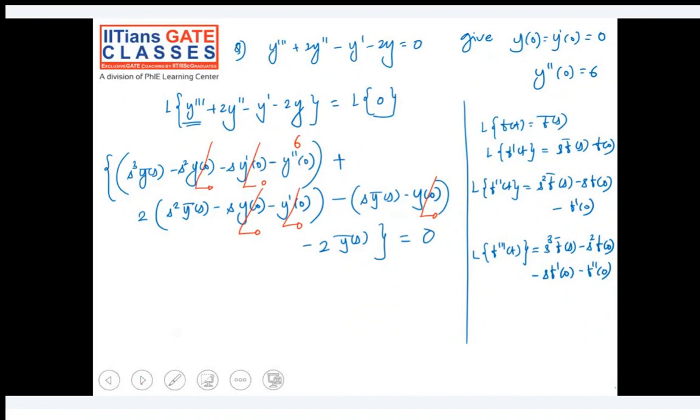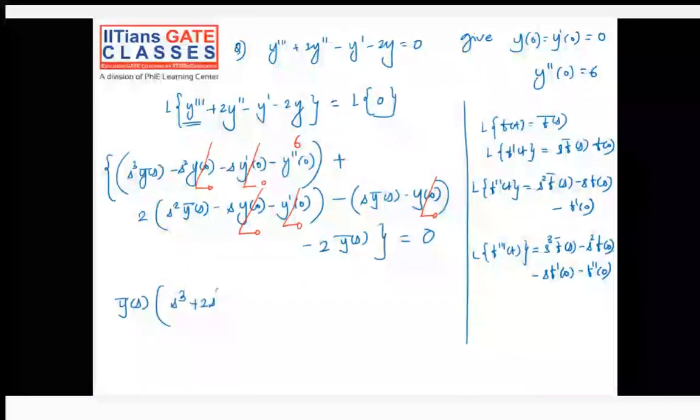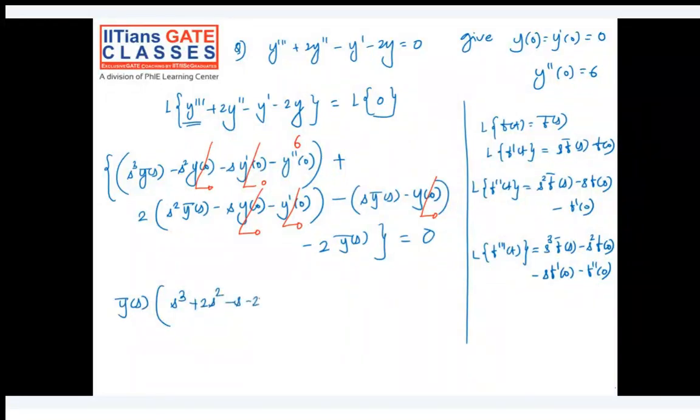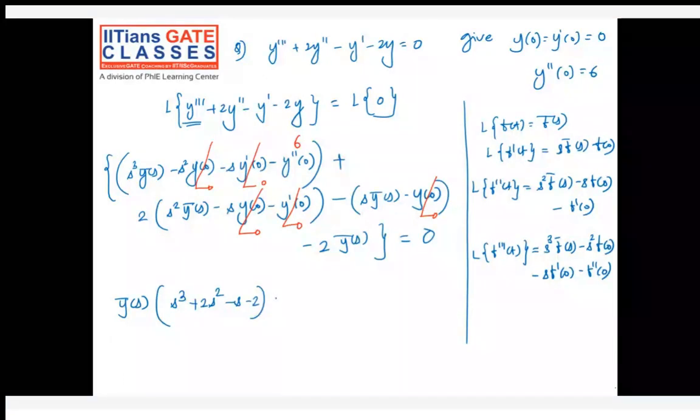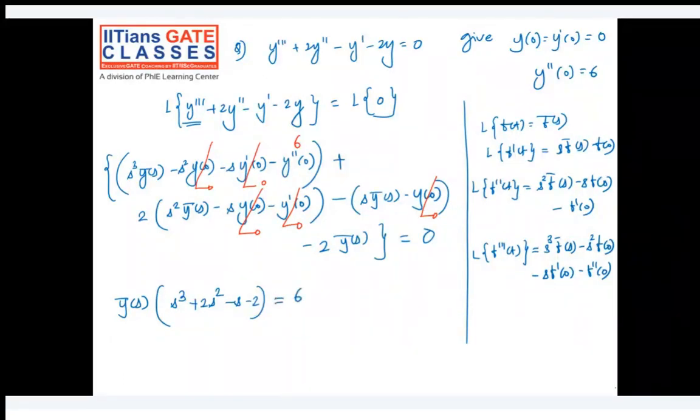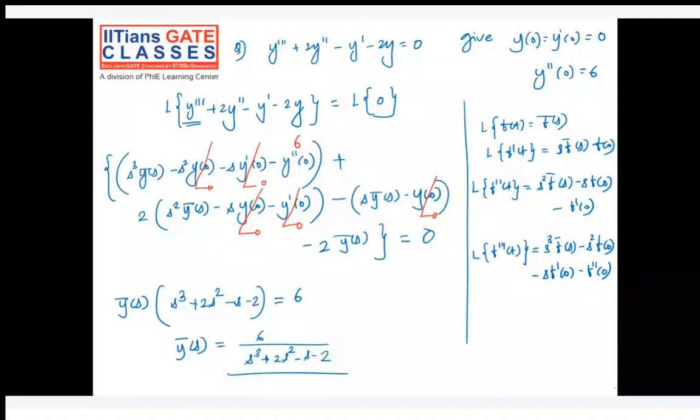Y bar of s is there in all terms, right? If you take it common, what can you write? Y bar of s times s cube plus 2s square minus s minus 2. And one last term will remain, which is minus 6, equal to 0. So if that goes on the right hand side, it becomes plus 6. Do you agree? So y bar of s is 6 divided by s cube plus 2s square minus s minus 2. And you know how to proceed after this.